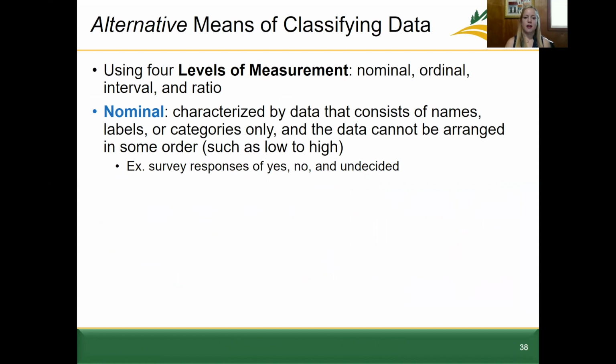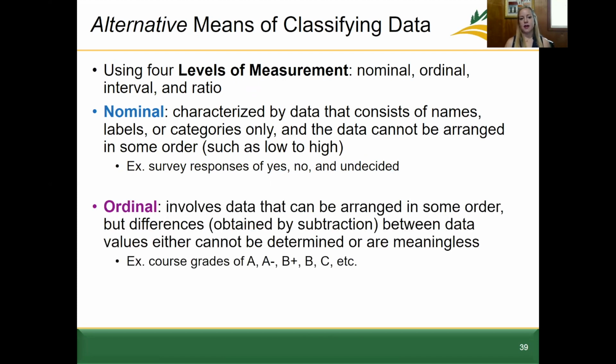So nominal, characterized by data that consists of names, labels, or categories only, and the data cannot be arranged in some order, such as low to high. An example is the survey responses of yes, no, undecided. We can't rank these as low to high, right? So nominal data consists of names, labels, and categories such as yes, no, undecided.